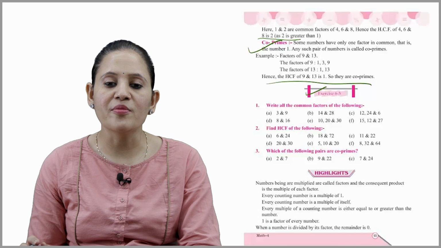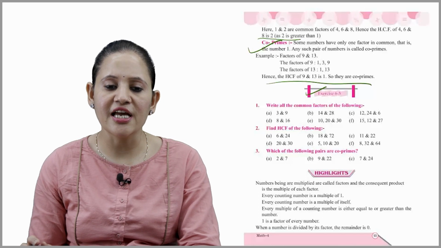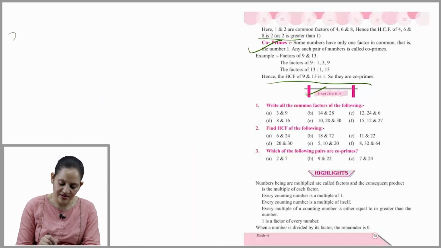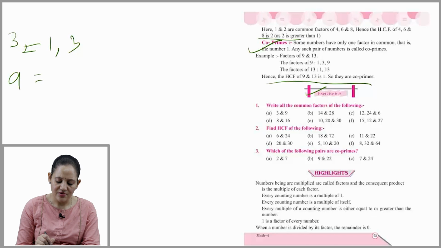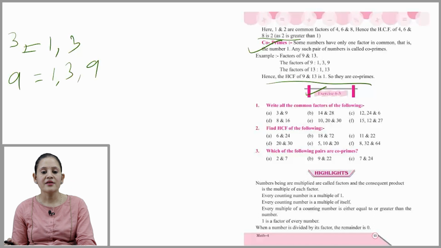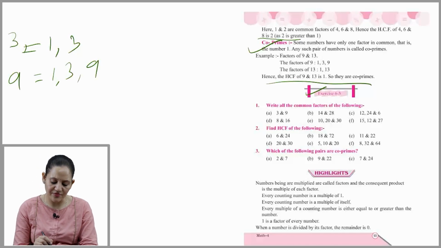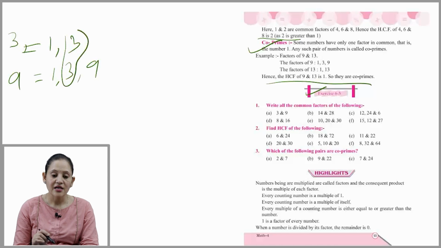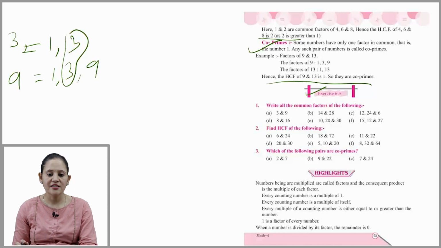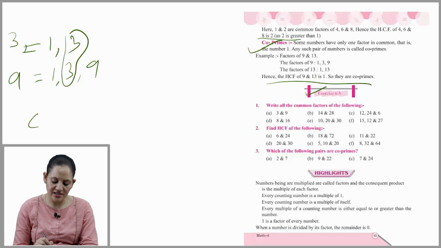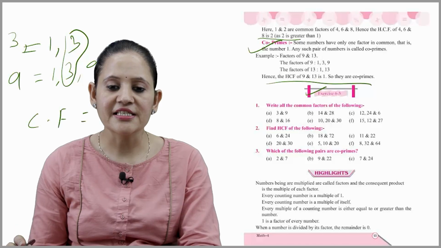Next is exercise 6.5. Write all the common factors of the following, 3 and 9. So factors of 3 are 1 and 3. 9, 1, 3 and 9. These are the factors of 3 and 9. Common factors, common factor, that is 3. So common factor क्या आ जाएगा? 3. Clear?